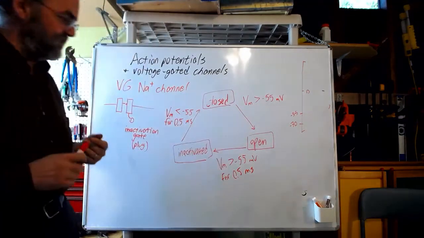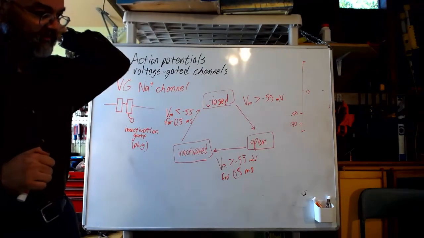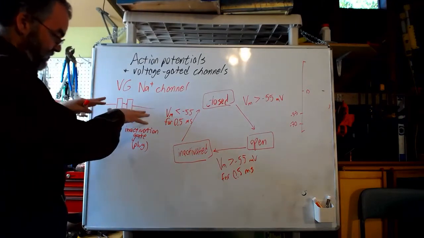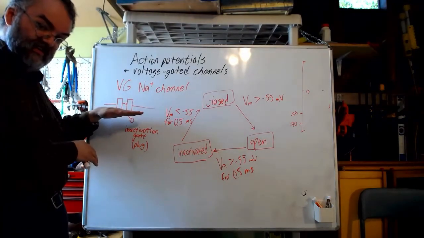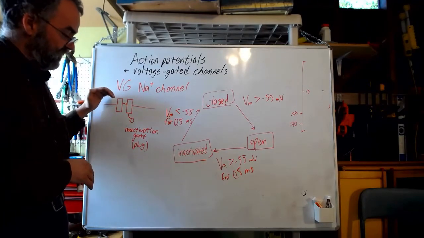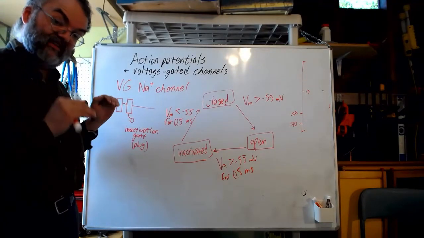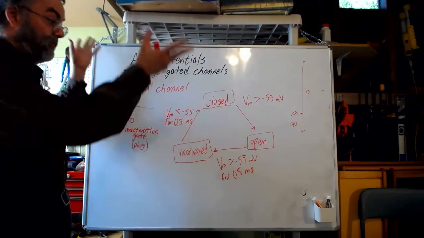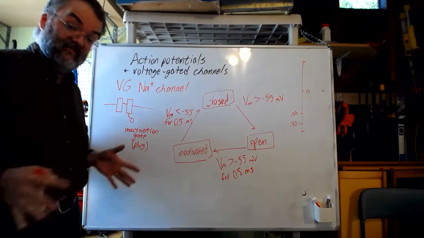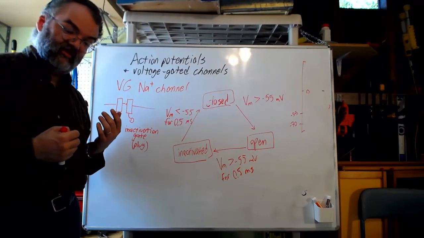So what good is this channel? Well, imagine I've got a bit of membrane with this, and a graded potential. I'm sitting at rest at negative 70, and a graded potential arrives, and it's enough to bring this up above negative 55. That's going to trigger these channels to open. And when they open, a bunch of sodium is going to come in and boost that graded potential.